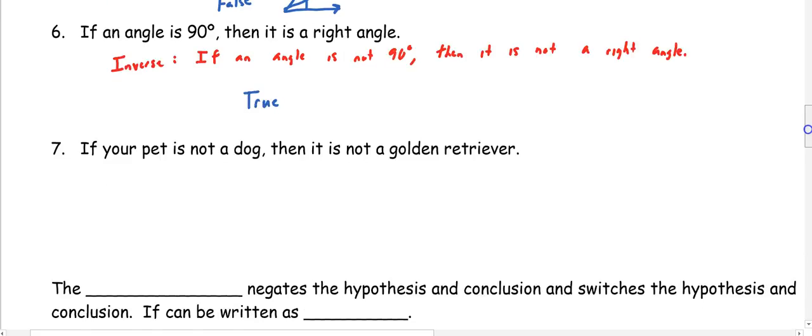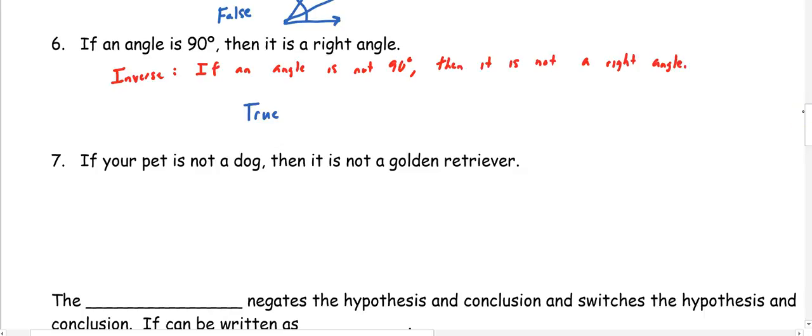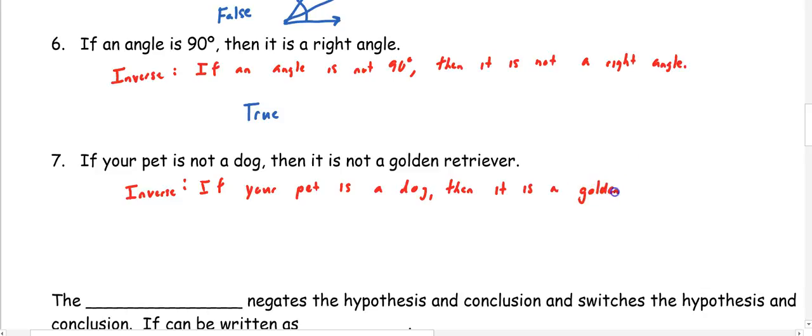Number 7, if your pet is not a dog, then it is not a golden retriever. So notice that it already has the word nots. So we're going to take not out in order to make it our inverse. So in this case then, our inverse would be if your pet is a dog, then it is a golden retriever.